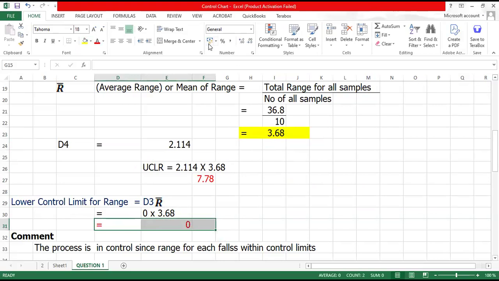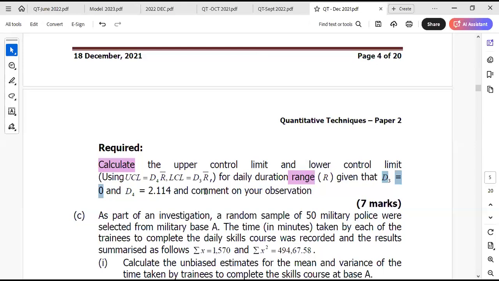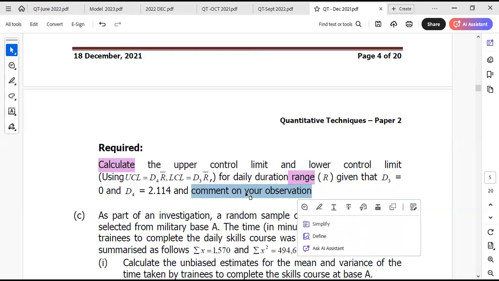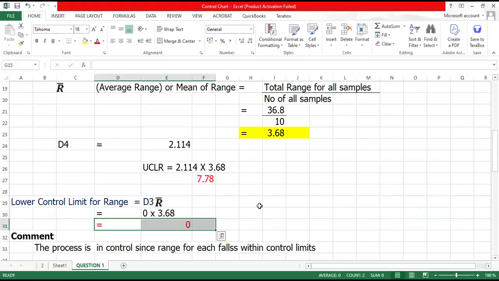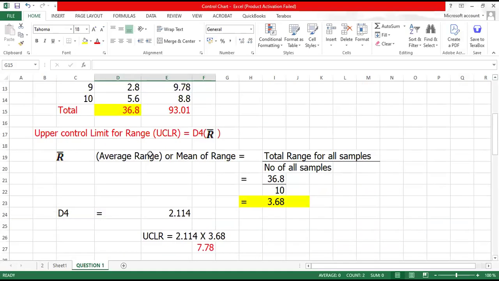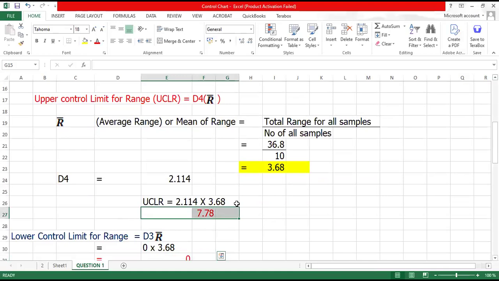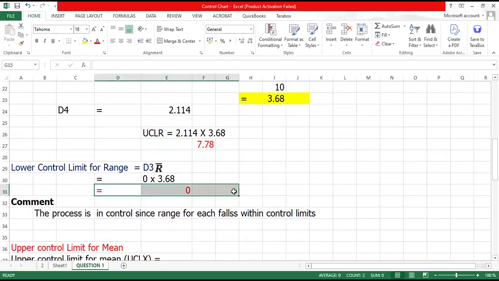Examiner said you go ahead and comment on your observation. How do you comment? To comment, you are going to look at your upper control limit. This is your upper control limit, this one, and this is your lower control limit.